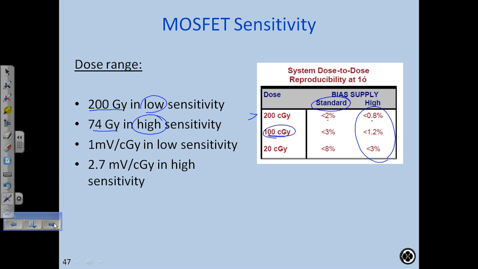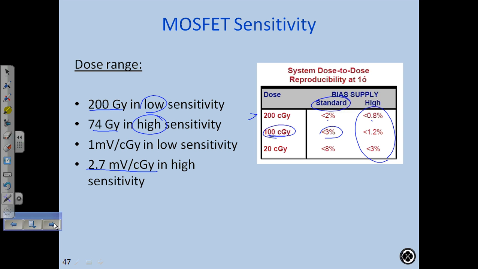And in our clinic, our tolerance for the diodes is 5%. That's our tolerance. So this is 3% under ideal conditions, but you've got to throw things in like temperature and angular dependence, and that increases the error. So we have a limit of about 5%, and I would say 99% of the time they pass within 5%, if it's delivered properly and placed on the patient properly. Okay, and this is the sensitivity: 2.7 millivolts per centigray is the sensitivity in high mode.